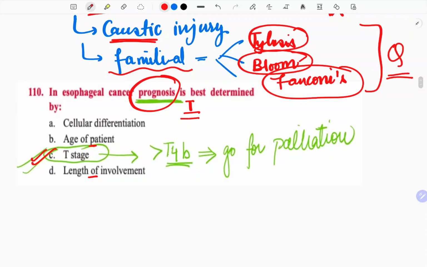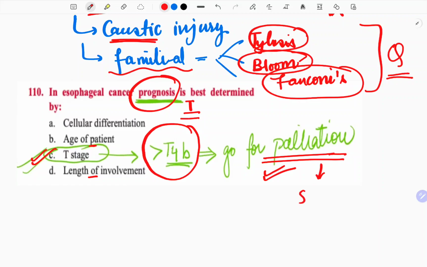Another very important point: if the stage is more than T4B, then we go for palliative treatment. There is no curative surgery or chemoradiotherapy treatment in such cases. Only palliation is the treatment, and in them we go for stenting.